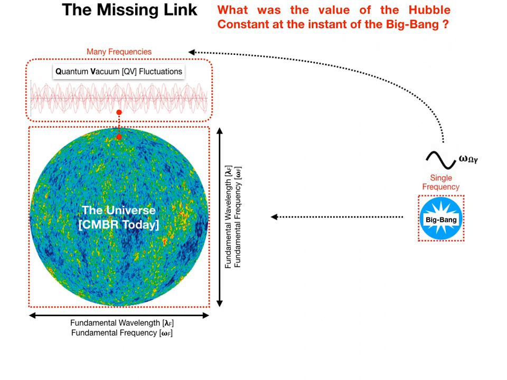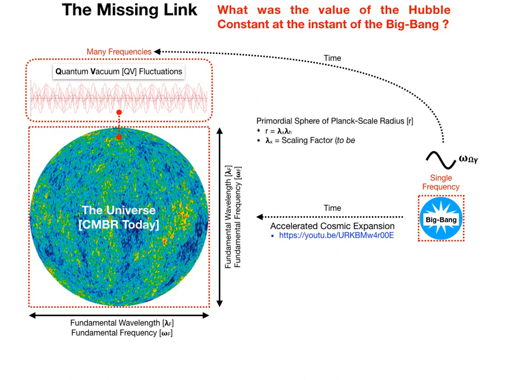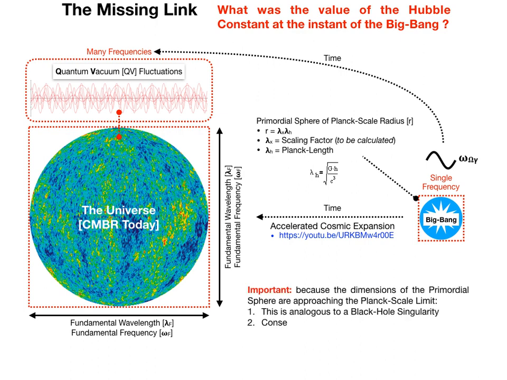If we can run the clock backwards far enough, the many frequencies of quantum vacuum fluctuations we know today must have originated as a single very high frequency. That is, a single harmonic mode. When we execute this step, we unmask an astonishing result. We find that the dimensions of the primordial sphere coincide with the standard model of particle physics' theoretical limit of physical scale. That is, the Planck scale.